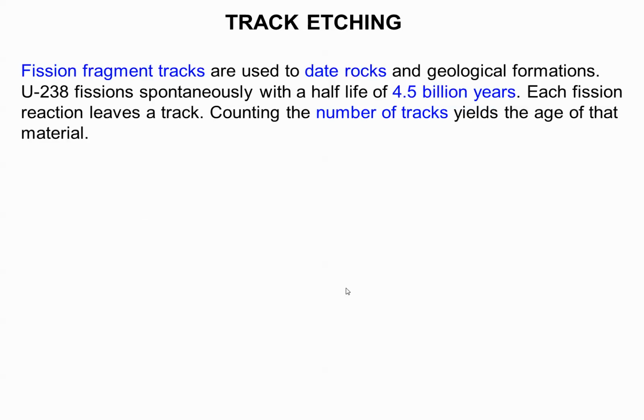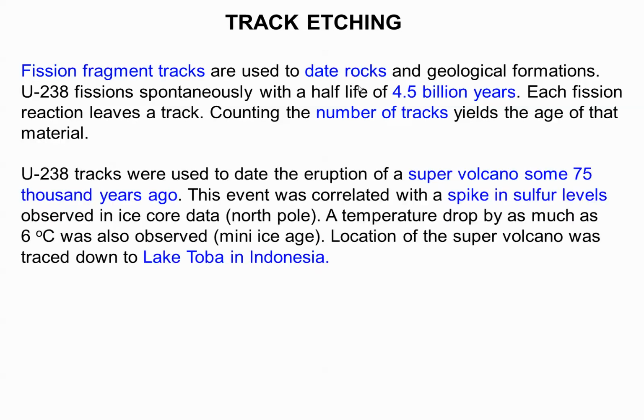Neutron processing, track etching, fission fragments. Tracks are used to date rocks. In other words, uranium-238 fissions, decays with a long half-life, and leaves a number of tracks. Counting the number of tracks tells us how old this rock formed.